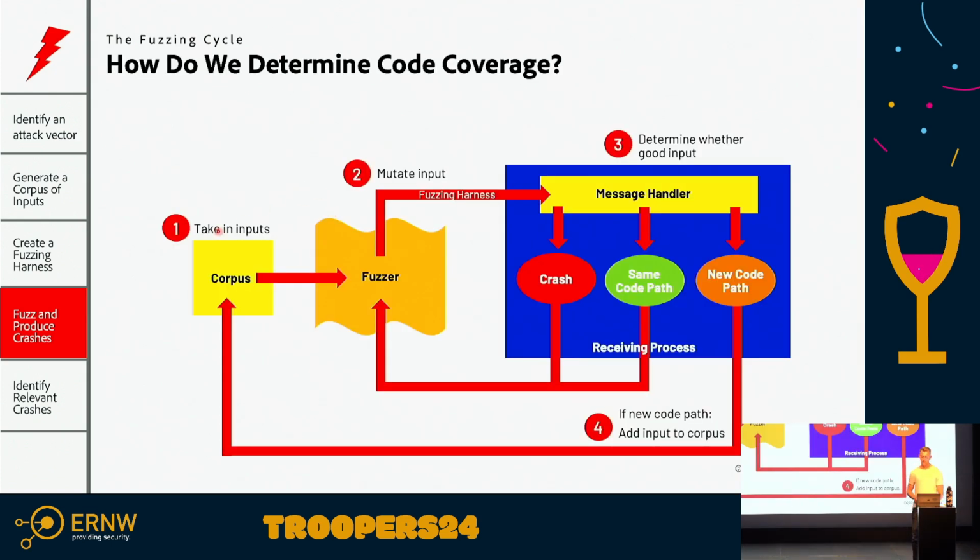So let's take a look at our fuzzing setup and see how it works with code coverage included. We still have our corpus of inputs. We feed it to our fuzzer. It mutates, passes through the fuzzing harness. Then, however, there's 3 kind of states that can occur here after our message handler is called. We can have a crash, which we definitely care about that input. Let's save it. But then we can say, OK, we went along a code path that we've seen before, or we went along a new code path. And if we went along a new code path, that's a great input. Let's add it to our corpus and continue to mutate on that again.